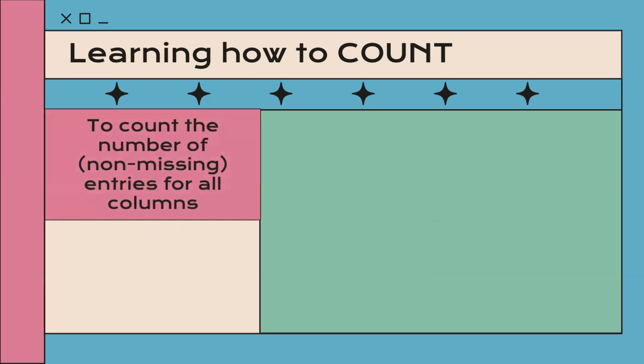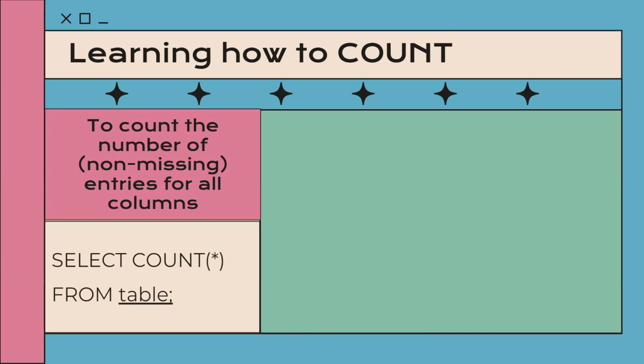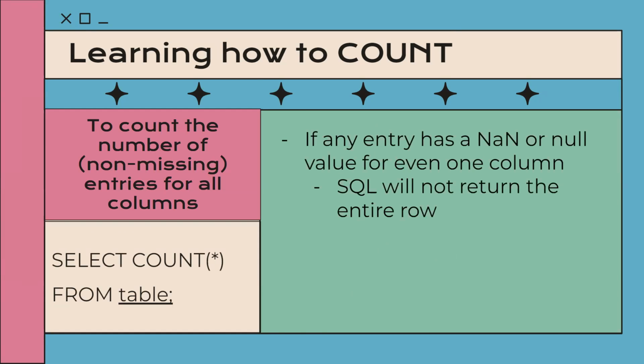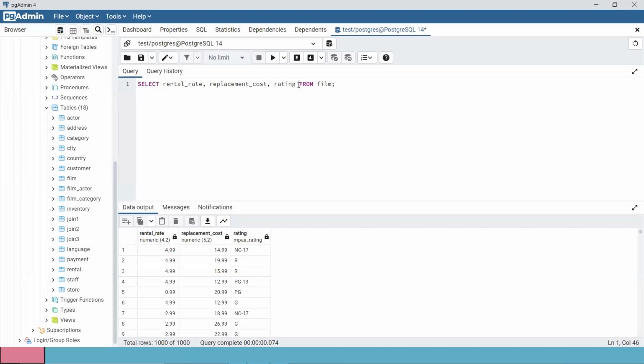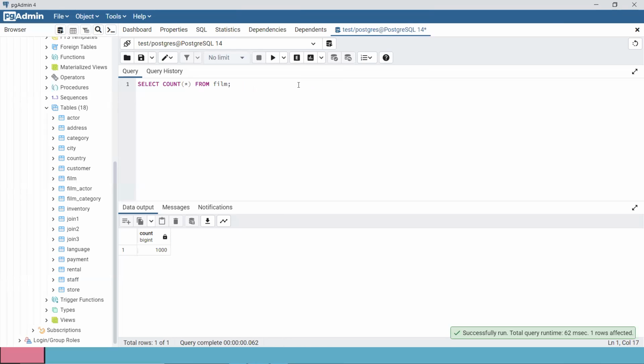Okay, next. Right. So now we want to count the number of non-missing entries for all columns. Okay, so what we do is SELECT, which is uppercase because it's a keyword, COUNT is also uppercase because it's a keyword. You bracket asterisk because I want the entries for all the columns. FROM uppercase, the table name, semicolon. Okay, so as I said earlier, if any entry has a null or NaN value, for even one singular column, SQL will not return the entire row. So let's try this out together. COUNT, and then asterisk FROM the table, and you should get this. So we have 1,000 rows without any missing entries. Okay, next.